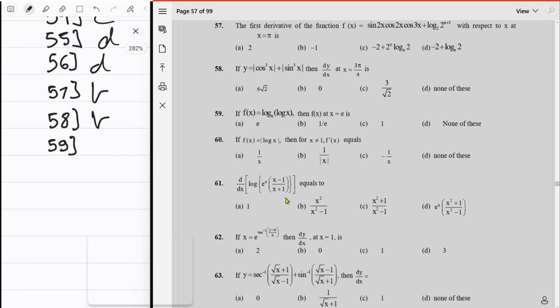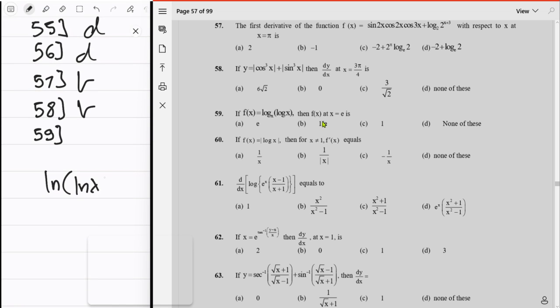Okay, ninth is done. Oh, we're doing it. So log is x of log of x. Okay, it's like natural log of x. Actually, no, natural log of x upon natural log of x. That's the thing, right? That's what f is. Okay, then f of x at x equal to e.